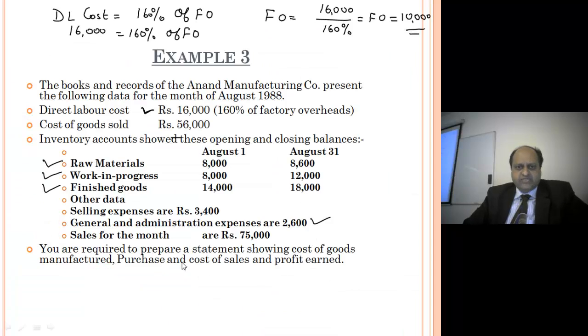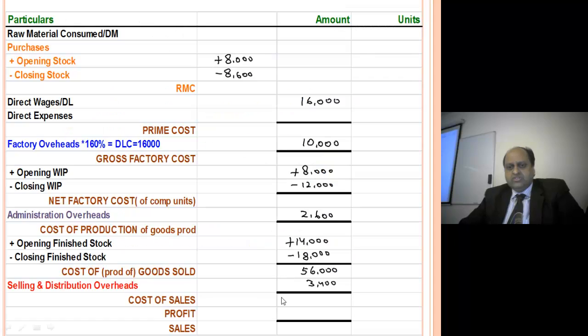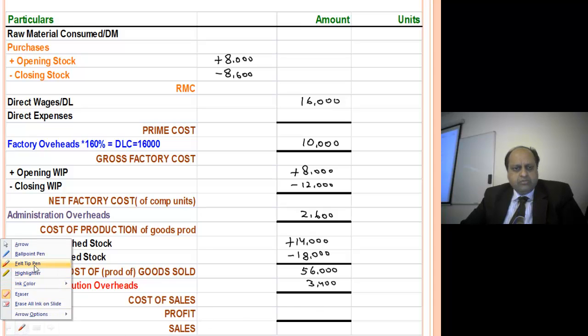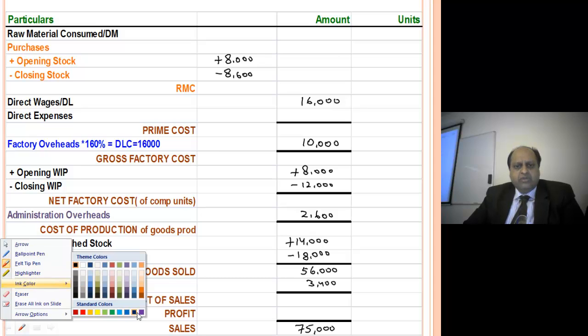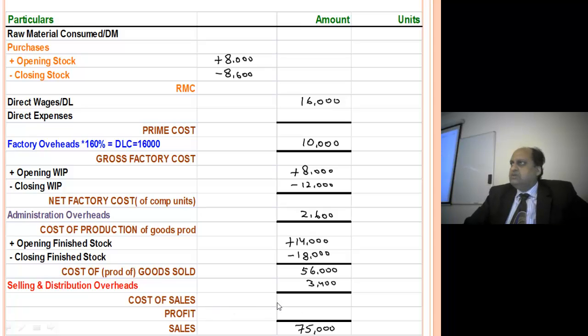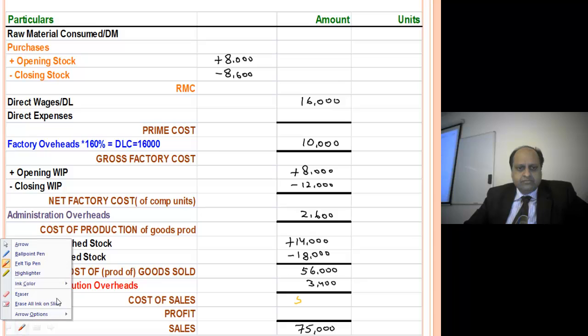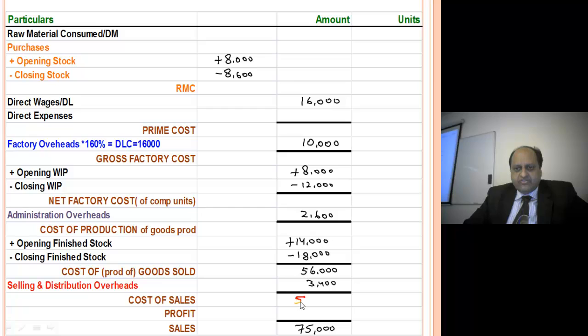Got it? Now coming to the last figure, it says sales are 75,000. So 75,000 we are going to put one row below here. So all these figures were given in the question. Now I will change the color of my pen to illustrate that now I am calculating the remaining or missing items to complete my cost sheet. So this figure is 59,400. Yes or no? From this I get profit of 15,600. This is clear?